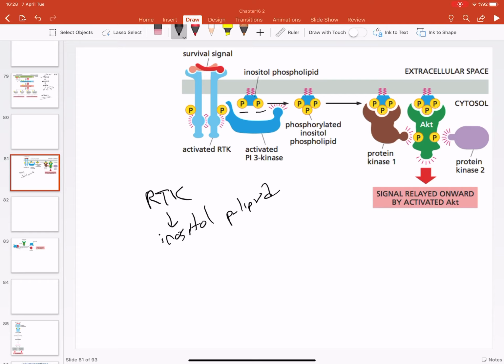And once the receptor tyrosine kinase is active, the PI3 kinase will bind to the scaffold protein with its SH2 domain. So it's going to activate the PI3 kinase. The PI3 kinase will activate the inositol phospholipid.